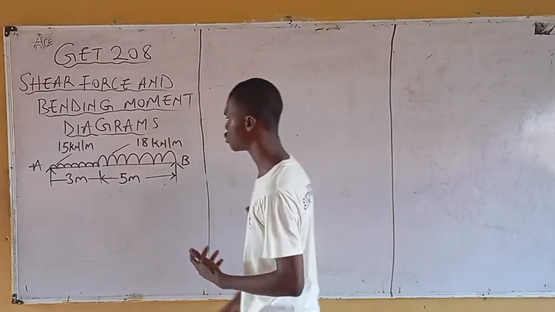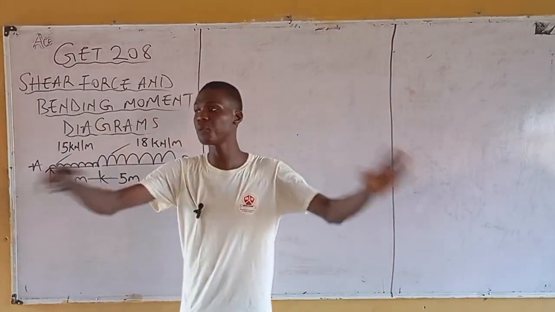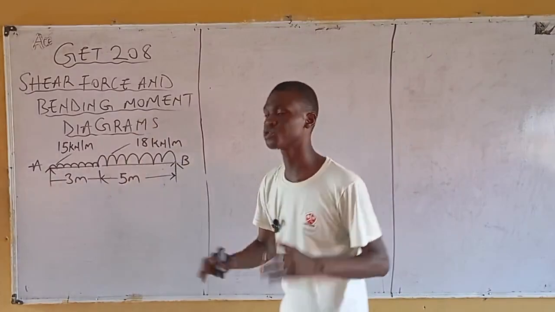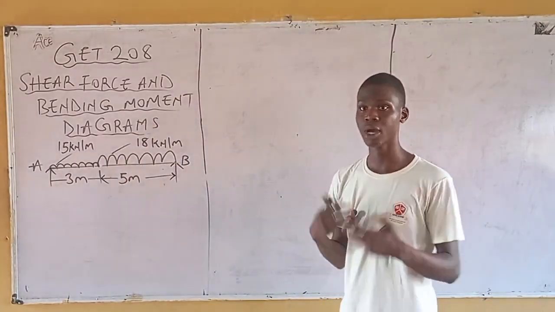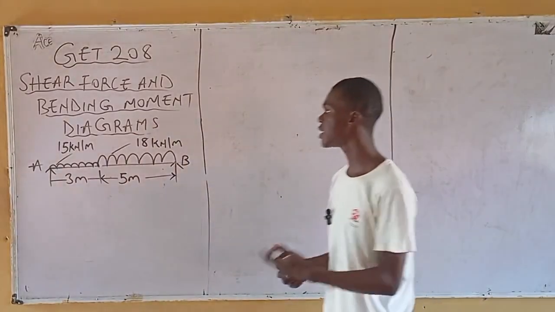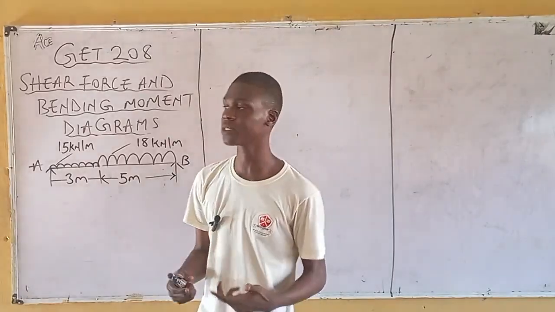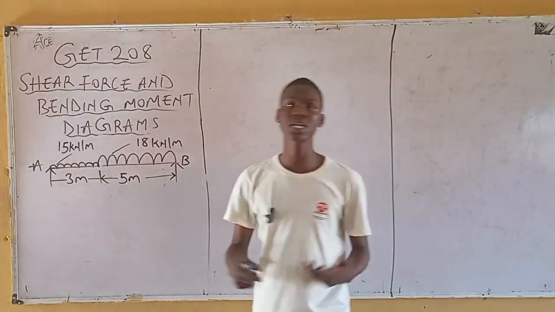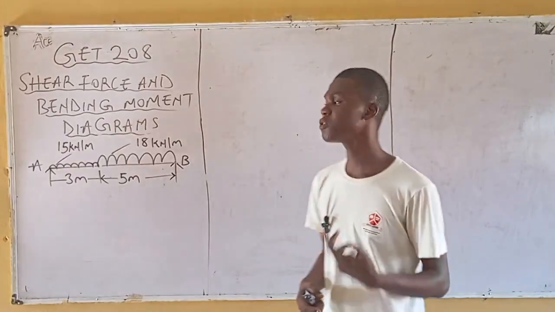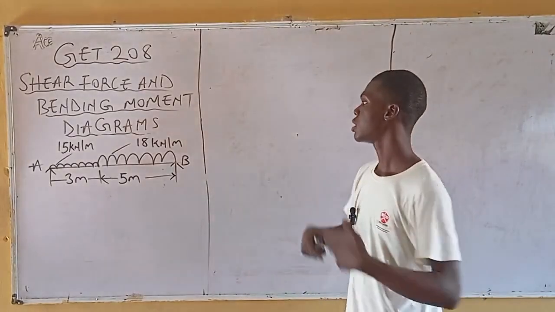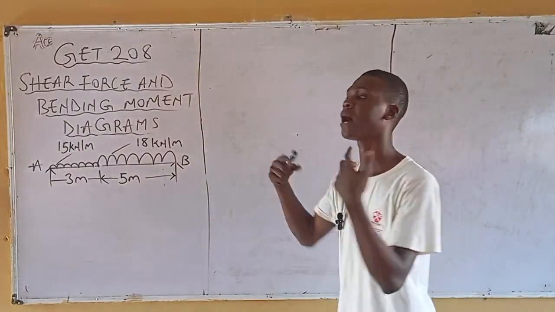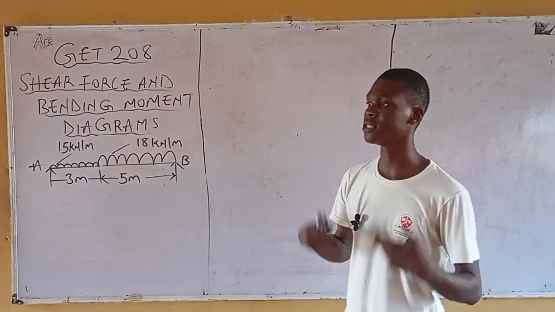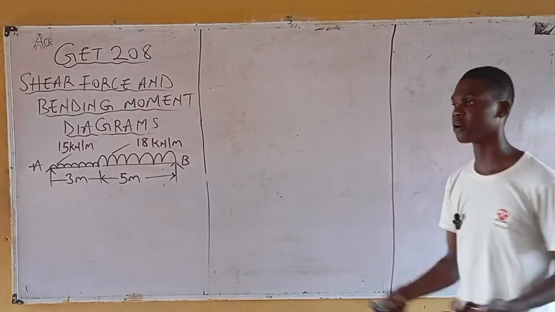The first thing I'm going to do is what? I want to believe everybody now understood how it works, so you'll be doing it together. What are you going to do first? You are going to calculate the support reaction. Once you've calculated the support reaction, start doing your shear force calculation and bending moment calculation. Then lastly, draw your shear force and bending moment diagram.